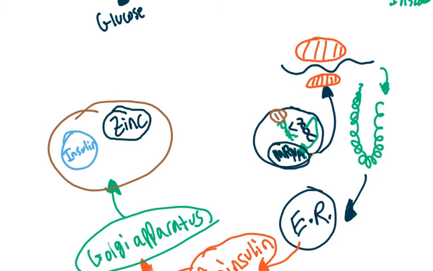And actually, you know what? To be more accurate, we should draw it bound to zinc, because it forms a hexamer. So six insulin molecules are bound to a zinc inside our vesicle that came from the Golgi apparatus. So let's do one big one representing insulin, and then let's represent 5 smaller ones, but it's still insulin. So 1, 2, 3, 4, and then 5, and then 6. So that's 6 insulin bound to the zinc.